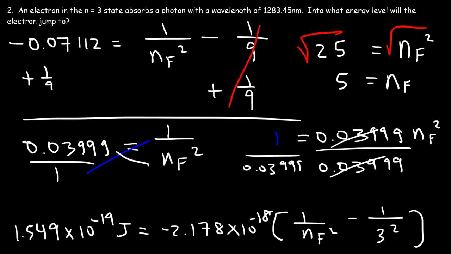If you get a whole number as an answer, then chances are you have the right answer. If you don't get a whole number, somewhere along the line you might have made a mistake. But this answer is reasonable because if it absorbs a photon, we should get an energy level that's greater than 3. And 5 is greater than 3, so this makes sense. And that's the answer. It's going to jump into the 5th energy level.